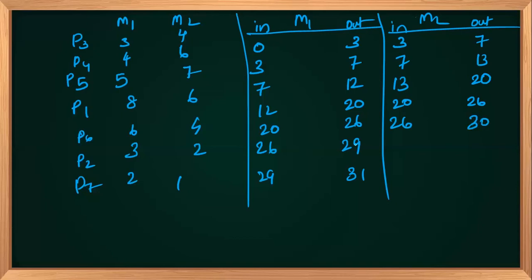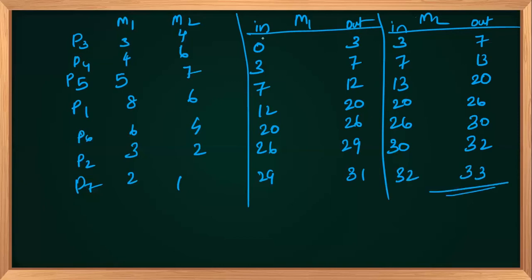Right. 30 and 29, there is a problem. Even though my machine 1 completes the operation P2 by 29, still my M2 is not free till 30. So we can start only by 30. So 30 plus 2 will give you 32. Now the same problem happens here. So I can only start by 32. If I start at 32, I can stop by 33.